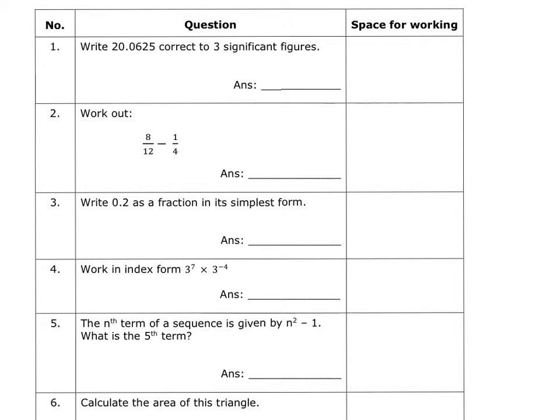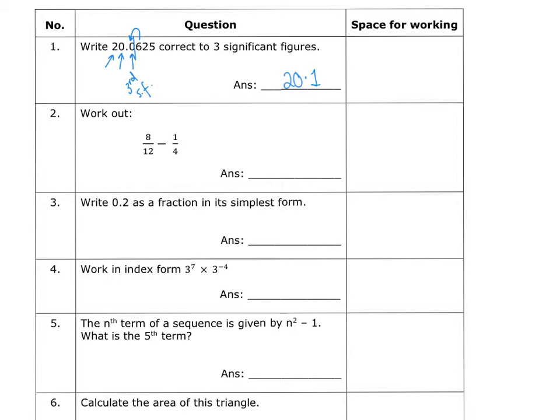First question, write 20.0625 correct to 3 significant figures. Now, this is the first significant figure. Don't mix it up with first decimal place. Second significant and third significant figures. So up till here. Now check the number behind the third significant. 6. 6 is 5 or larger, so it gives 1 to the previous digit, and that is 20.1.